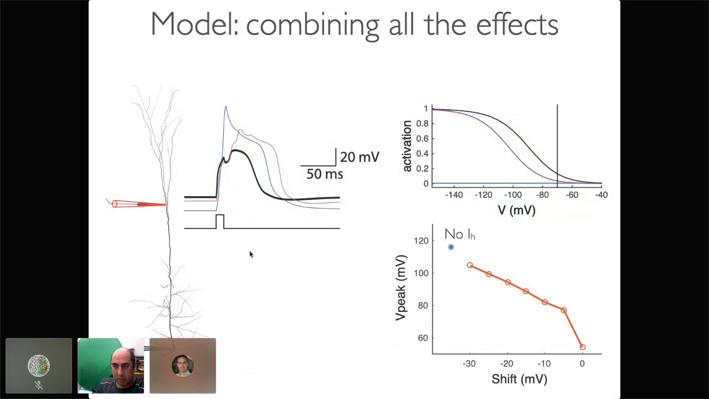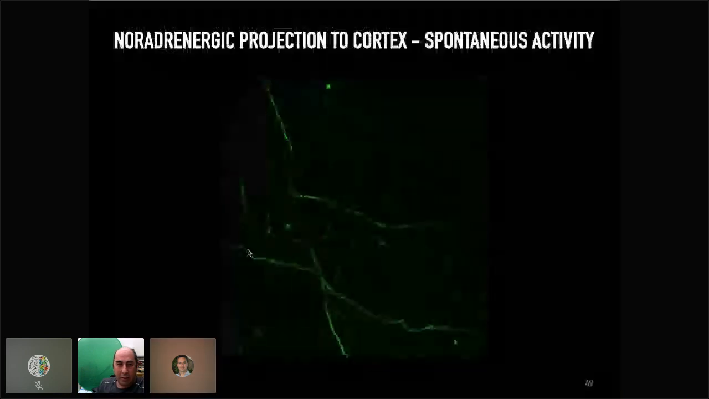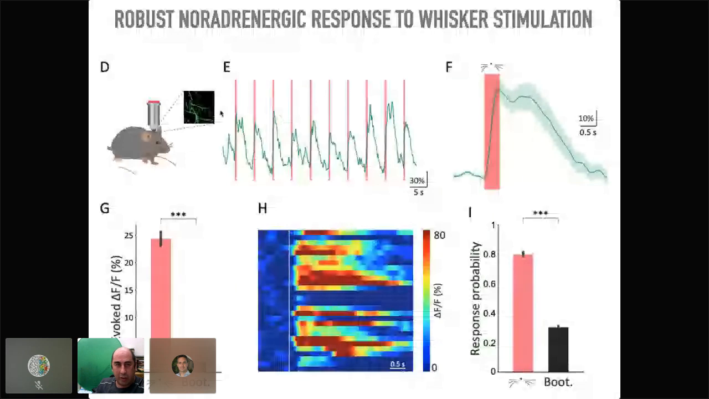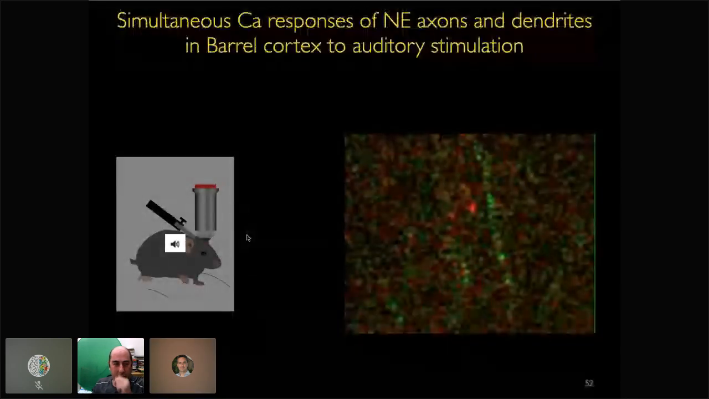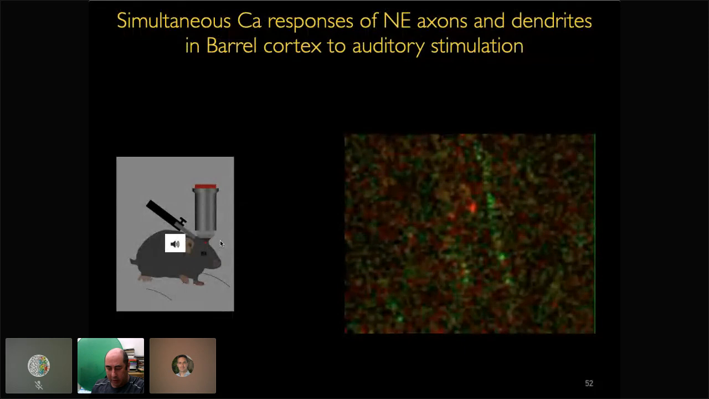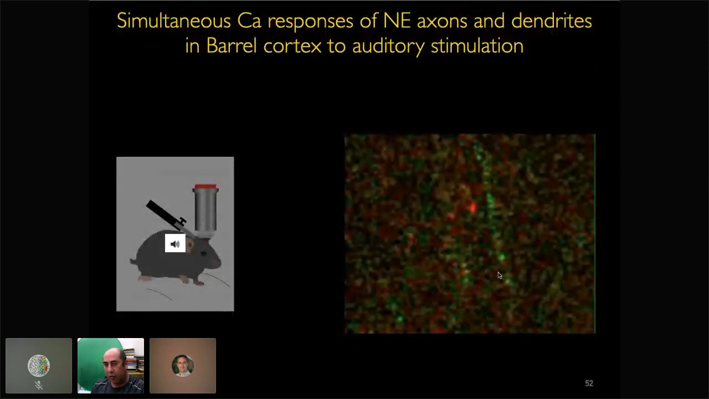So I'm going to skip, because we are late, a few slides that I wanted to show you on recent projects that we did to image the activity of noradrenaline in the dendrites, and I'll just skip to the last bit, which is kind of surprising. What we do here is image, in green, the axons that carry noradrenaline that come from the locus coeruleus, and in red we image the dendrites in the barrel cortex.